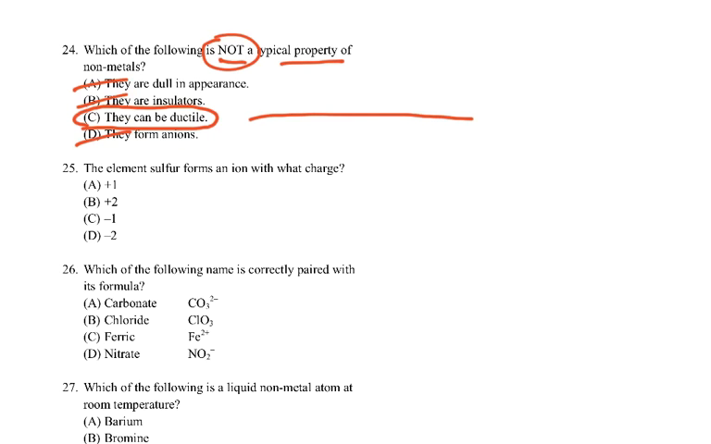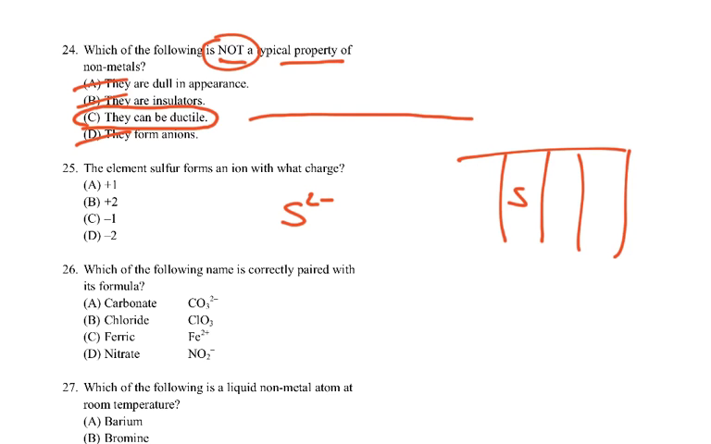The element sulfur forms an ion with what charge? Okay, we should just know sulfur is 2-, just from where it is on the periodic table. You have the noble gases, you got the halogens, you got sulfur over here. So these guys are 0, these are -1, these are -2s. So just on the periodic table you should know it's answer D.